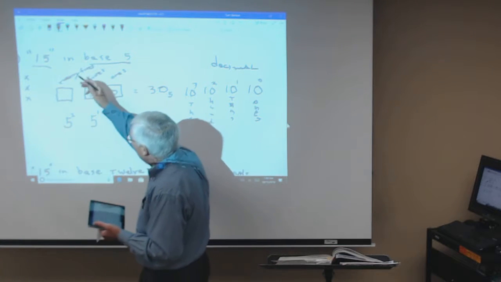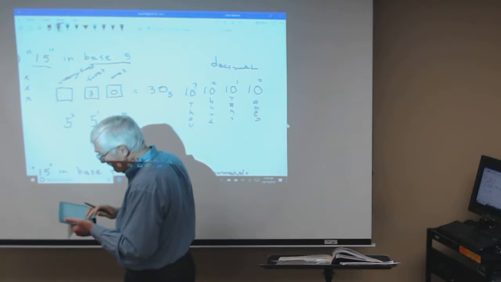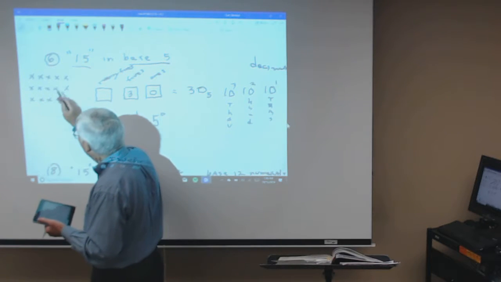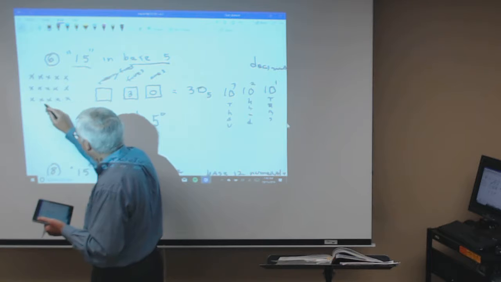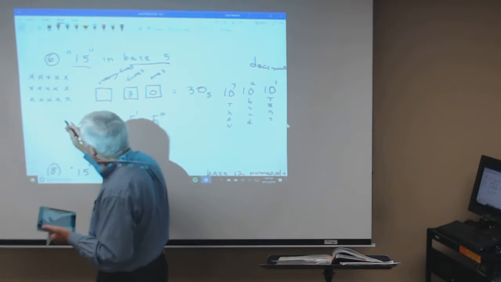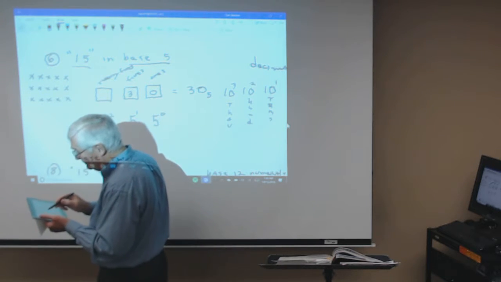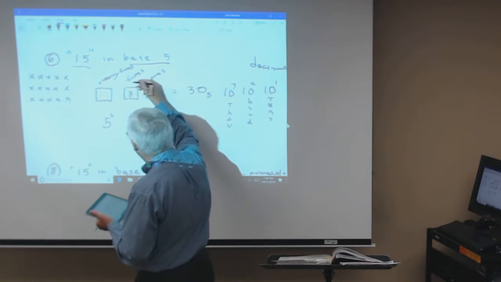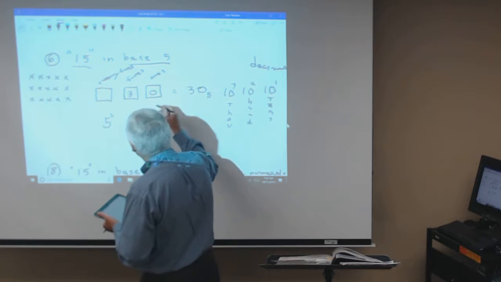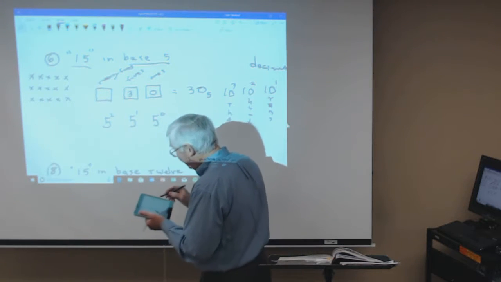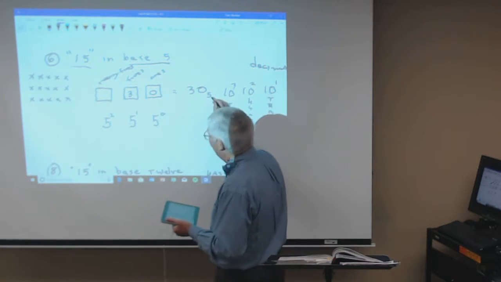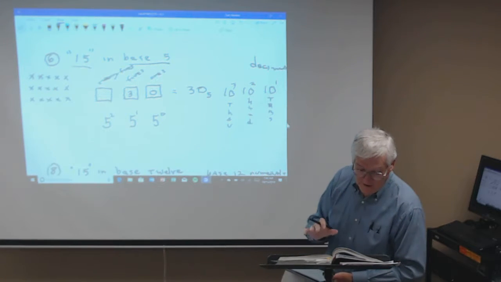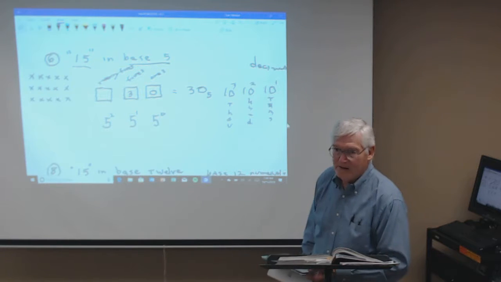So 15 would have, I just put them over here. 1, 2, 3, 4, 5. 1, 2, 3, 4, 5. 1, 2, 3, 4, 5. And you could circle each one of those as a group of 5. And that means there are 3 5s and no 1s. So the answer is 3, 0 in base 5 for translating 15 into base 5.